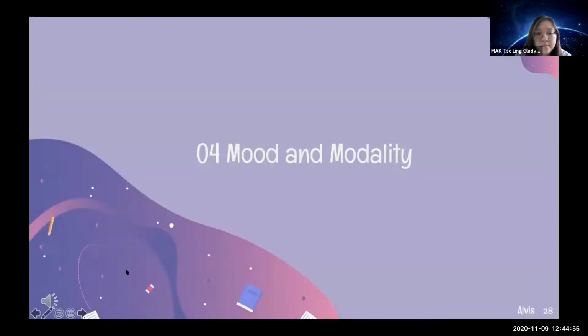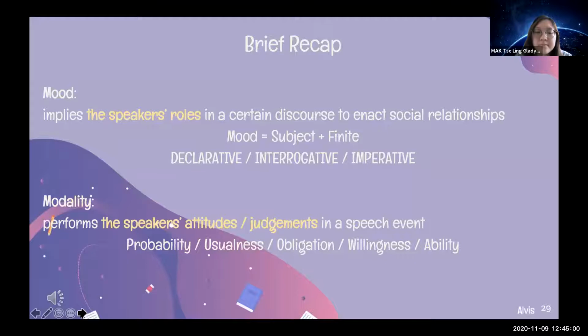After analyzing the logical structure of the text, let's move on to look at mood and modality. Before we go deep into the mood and modality analysis, let's have a very brief recap. Both mood and modality carry the interpersonal function. Mood implies the speaker's roles in a certain discourse in order to enact social relationships. It is composed of a subject and a finite, and it can be categorized into declarative, interrogative, and imperative. Modality performs the speaker's attitudes or judgments in a speech event to show probability, usefulness, obligation, willingness, or ability.